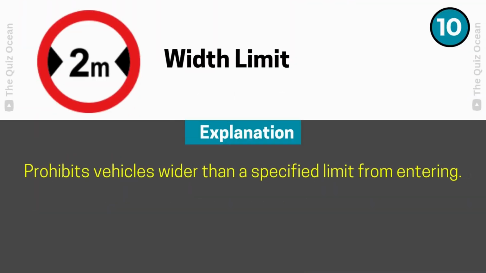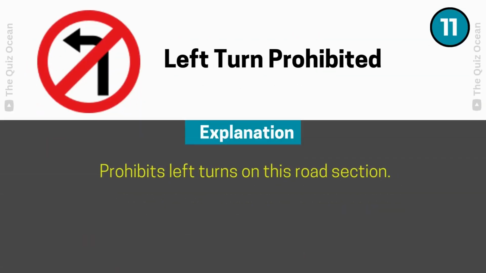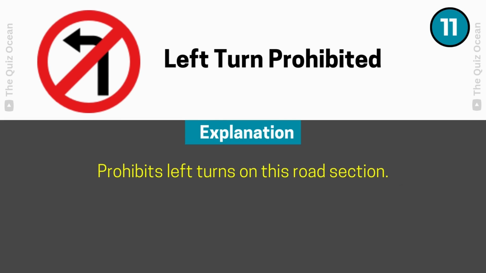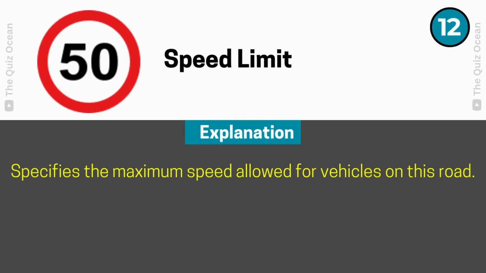Width limit sign. Prohibits vehicles wider than a specified limit from entering. Left turn prohibited sign. Prohibits left turns on this road section. Speed limit sign. Specifies the maximum speed allowed for vehicles on this road.